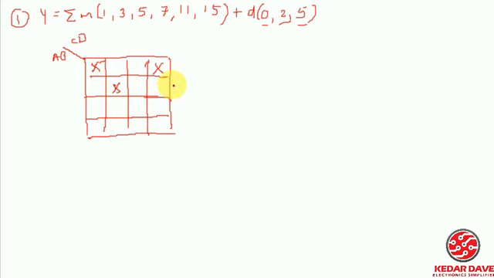Now for the other values, 1, 3, 5, 7, 11 and 15, we will put 1 onto the places of those particular min terms. So here we can write 1, here we can write 1, here we can write 1. This way it can be represented.